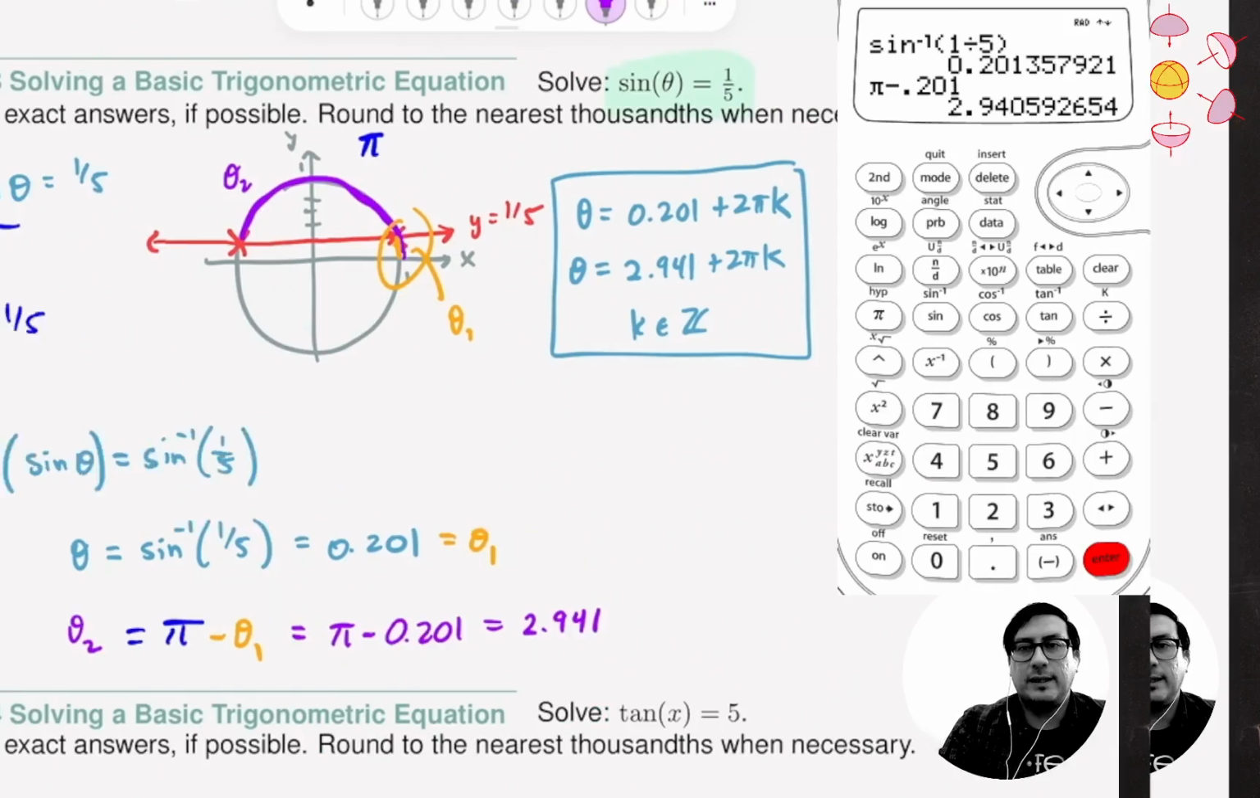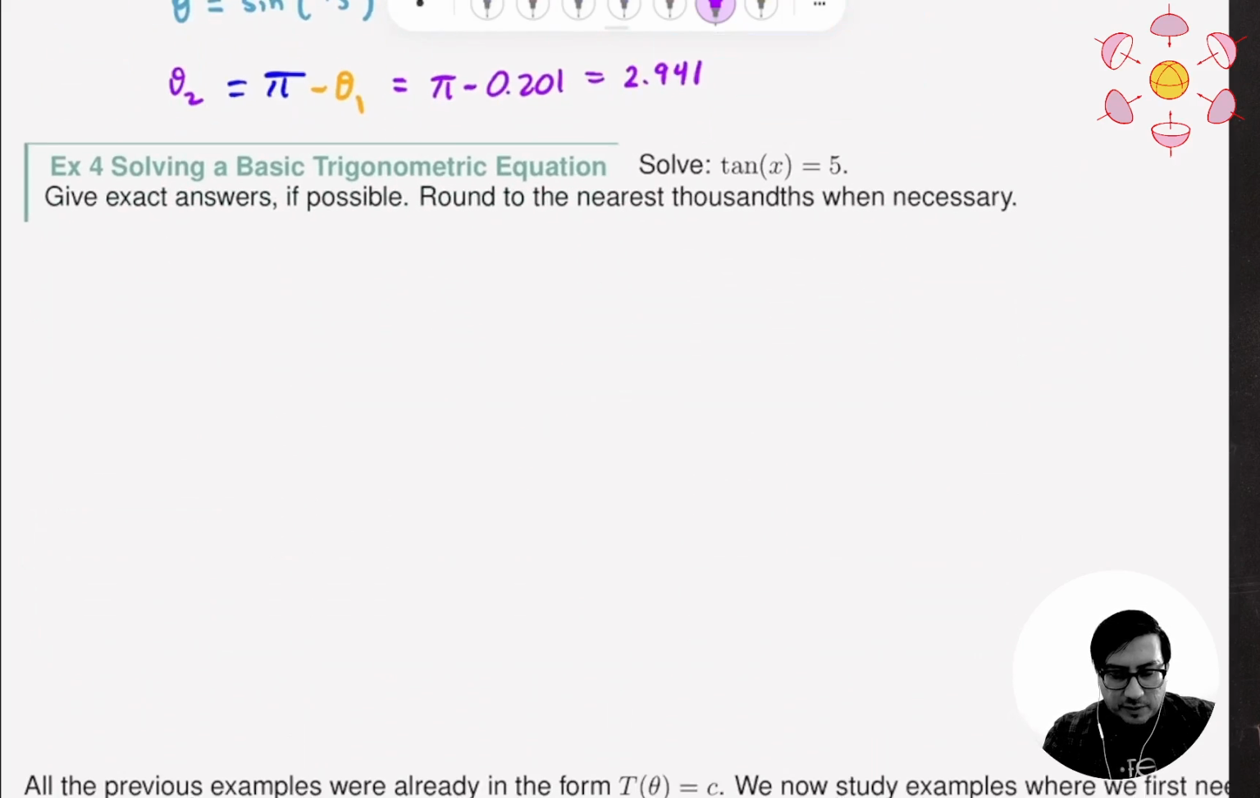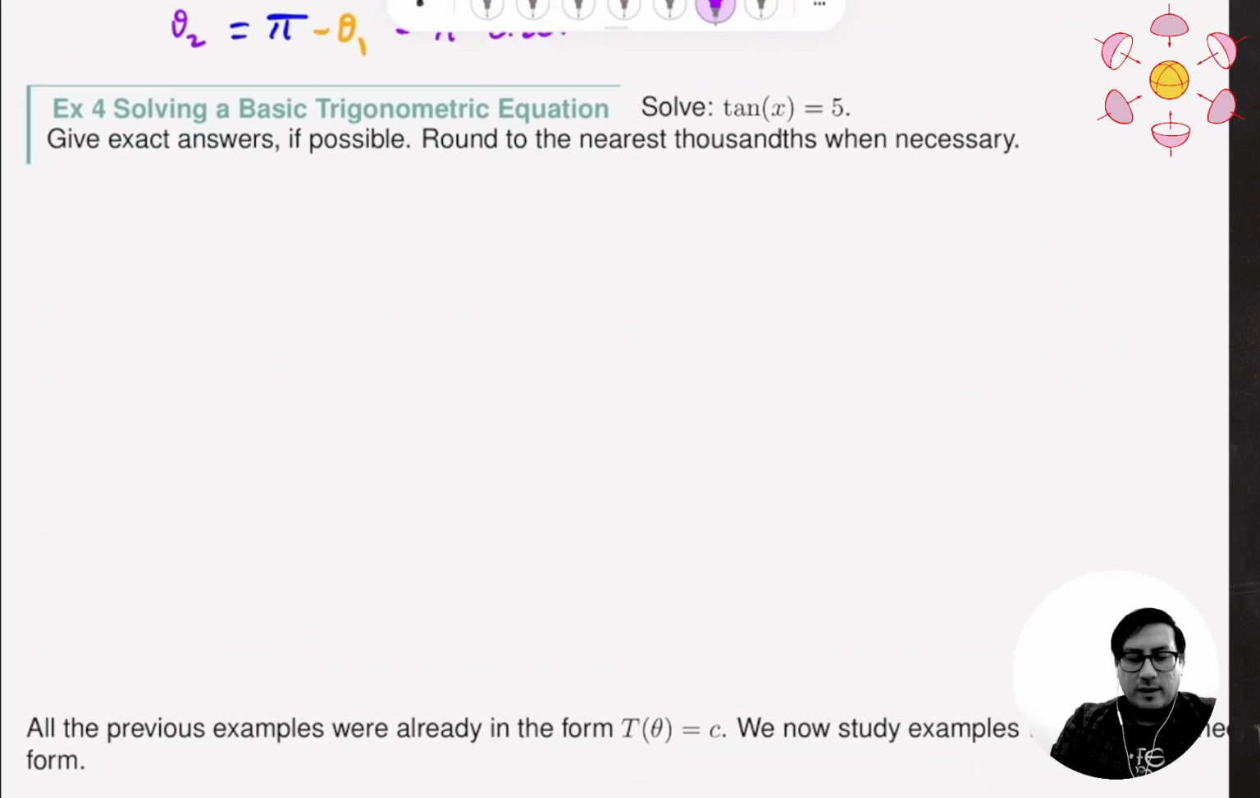All right, let's get rid of the calculator and let's solve the next problem. Okay. Tangent x equals 5. Let's tag this one as a GTQ as well.